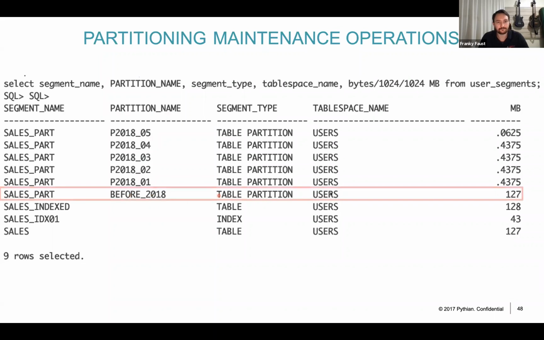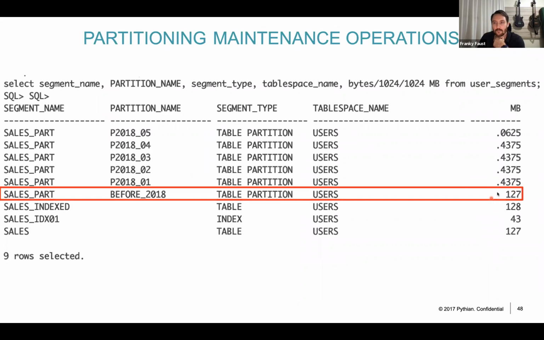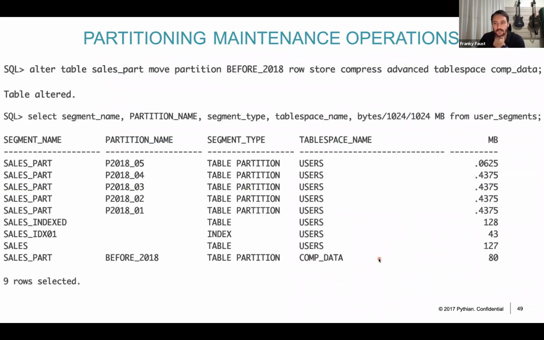So yeah, we have a new partition created that has 127 megabytes, very large. And we can, again, perform another maintenance operation. Let's say we want to store this with compression. We can alter table, move partition before 2018, row store compress advanced, and we can move that to another tablespace. It was in the USERS tablespace. Now I'm moving the partition to COMP_DATA, the compressed data tablespace. And instead of 127 megabytes, now it has only 80 megabytes. So that's, yeah, about 70%, I don't know how to calculate it, but yeah, that's it, guys.